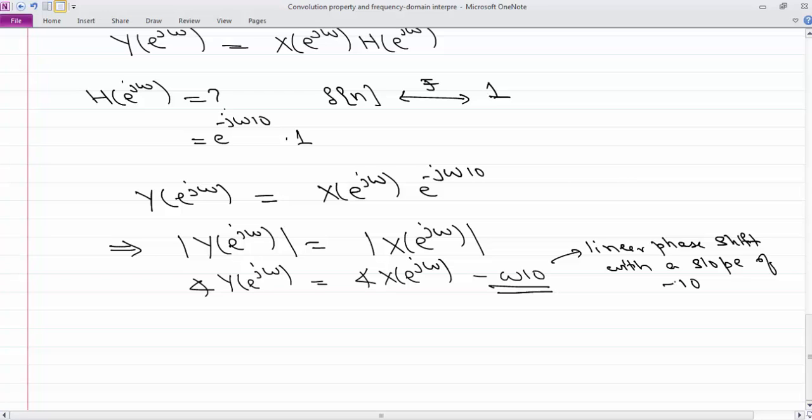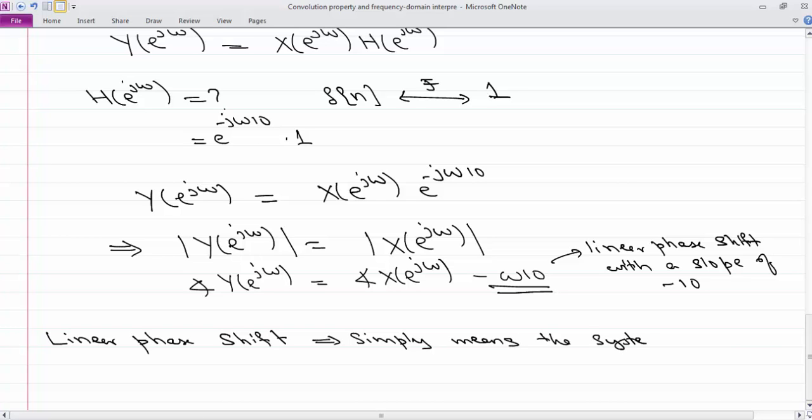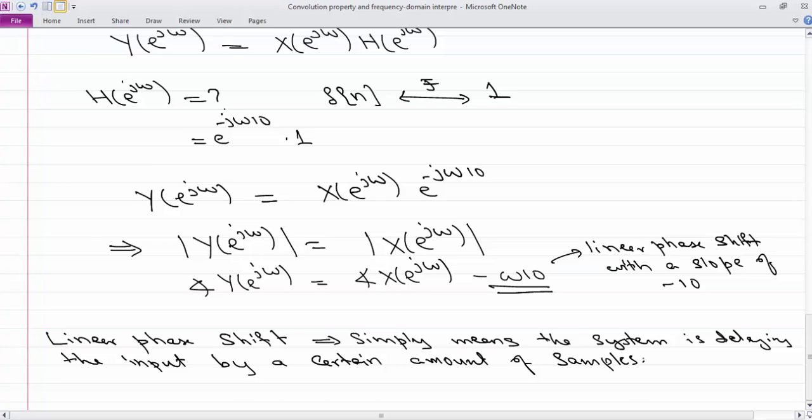So all that has happened due to an impulse response delta of n minus 10 is that you still have the same output frequencies, same strength, but their phase has been shifted by minus 10 omega. So every omega frequency has its phase shifted by minus 10 omega. Okay. So what we say is that linear phase shift simply means the system is delaying the input by a certain number of samples, and nothing further.